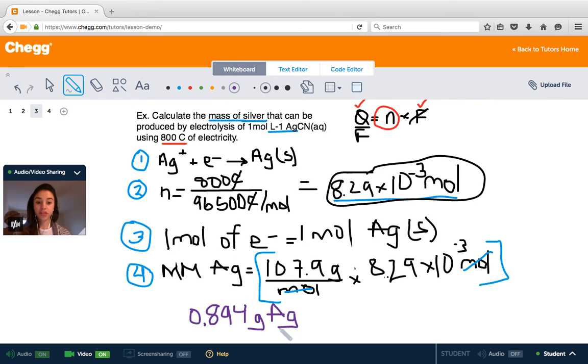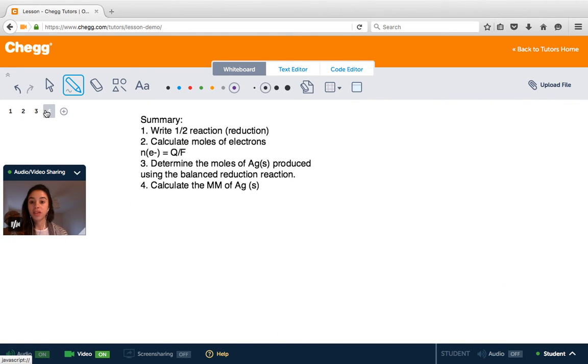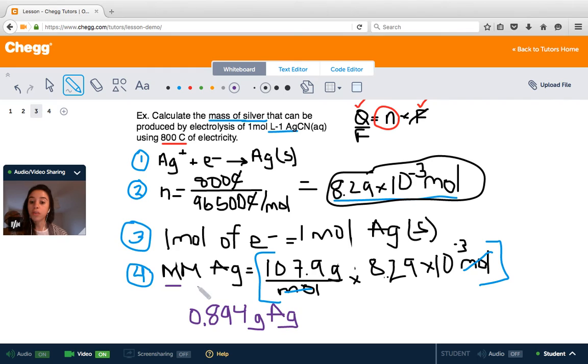Okay, so you can calculate that, and let's just go to the summary page so we can recap what we did. So we wrote the half reaction, we calculated the moles of the electrons, we determined the moles of silver produced using the balanced reduction reaction, and then we calculated the mass of silver using the molar mass from the periodic table. Okay? This is just an example.